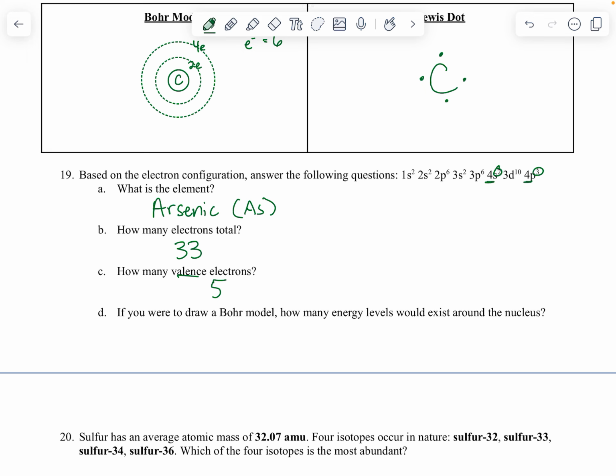And if we were to draw a Bohr model, how many energy levels? Well, as we've stated, the highest energy level we see is 4, so there would be 4 shells there, 4 energy levels around that.